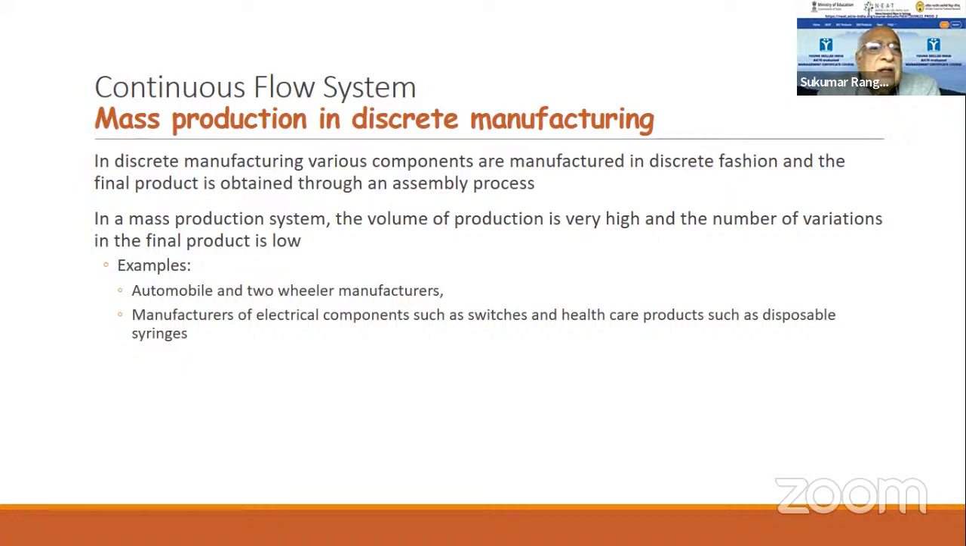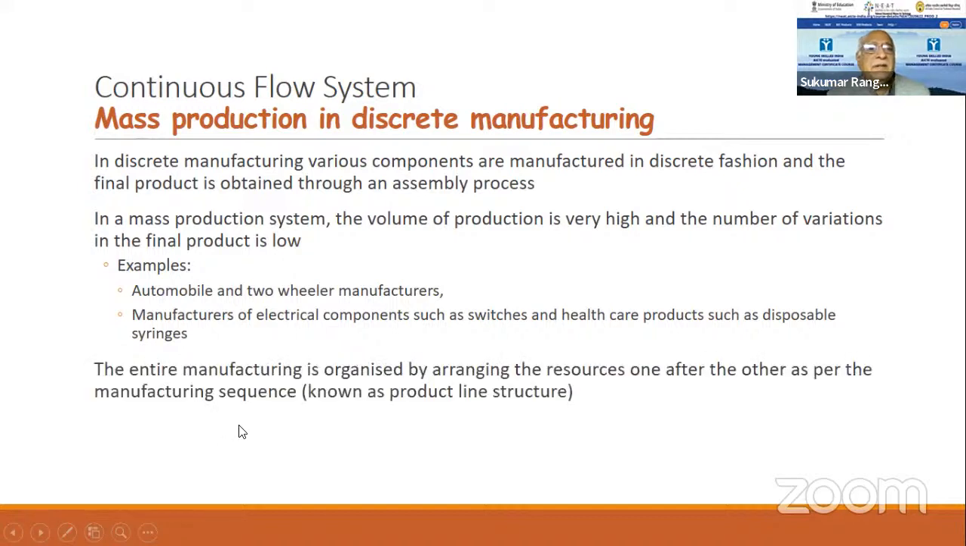For example, automobile and two-wheeler manufacturers, manufacturers of electrical components such as switches, and healthcare products such as disposable syringes. They are all mass produced. Variety is very less. The same thing is produced more and more. Today, of course, the masks and gloves, many products are mass produced. The entire manufacturing is organized by arranging the resources one after the other as per the manufacturing sequence.